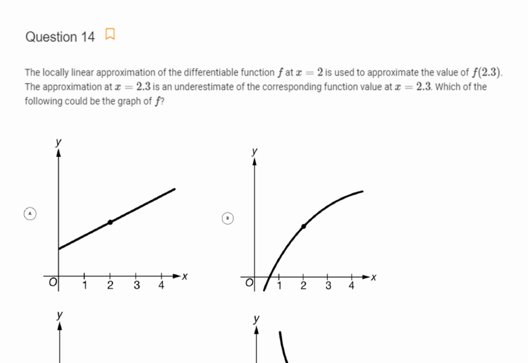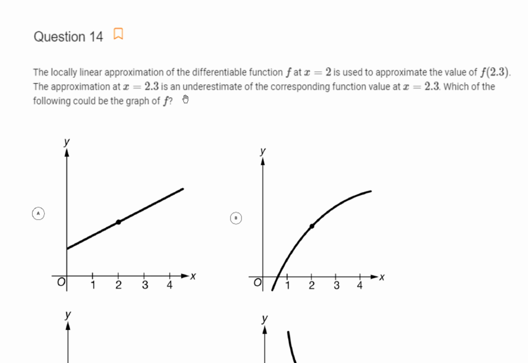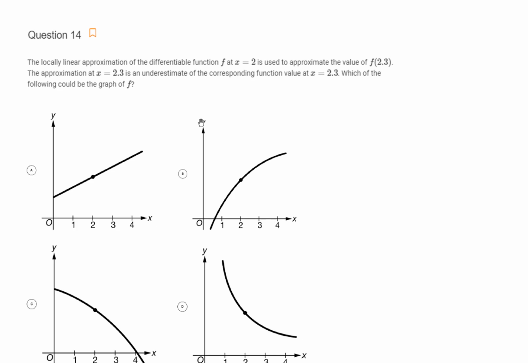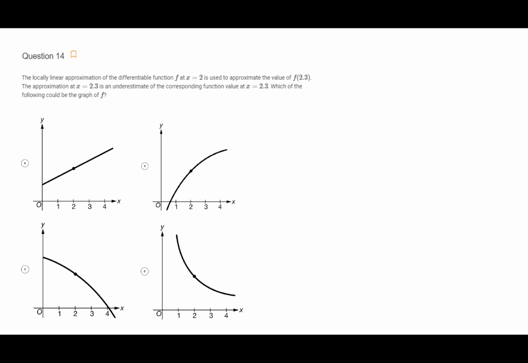14 says the locally linear approximation of the differentiable function f at x equaling 2 is used to approximate the value of f of 2.3. The approximation at x of 2.3 is an underestimate of the corresponding function value of f at 2.3. Which of the following could be the graph of f? So again, they're asking us about saying it's an underestimate. That's the key word here, that it's an underestimate.